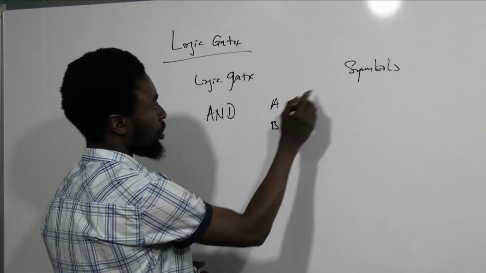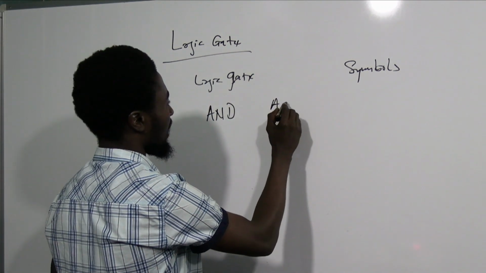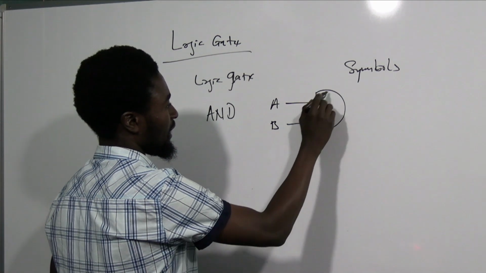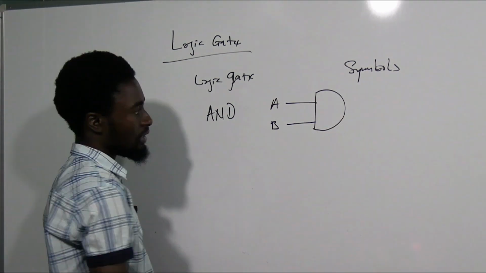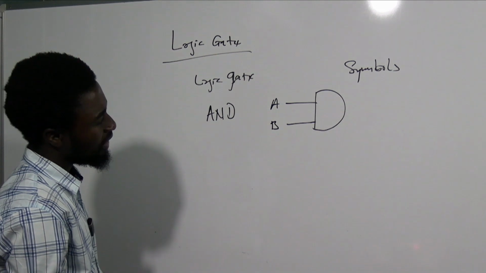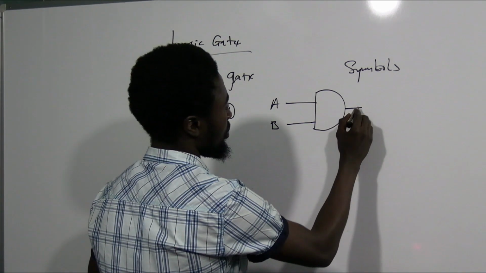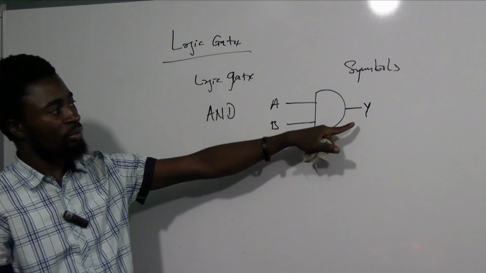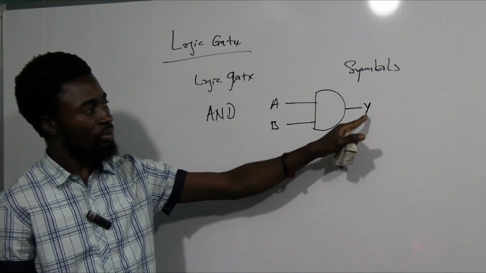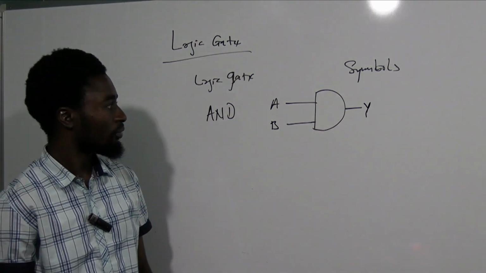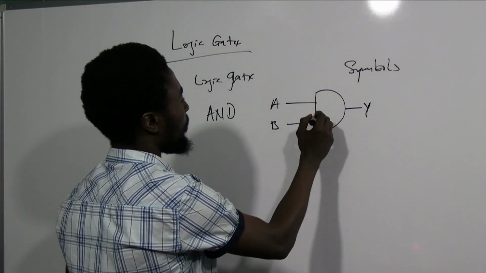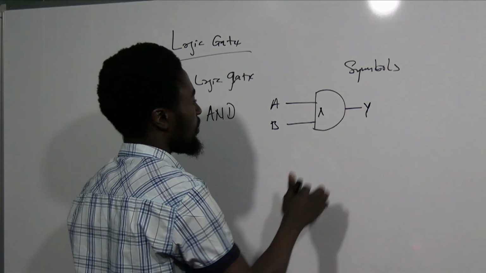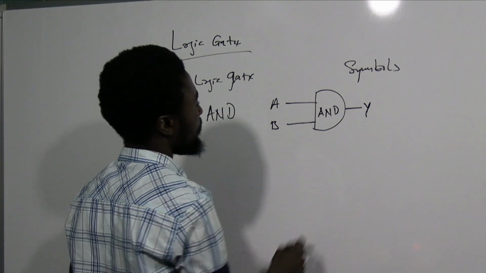So to draw the symbol of this AND gate, we draw it this way. You have a straight line and you draw a curve through that towards that straight line. So after which you have an output. Let's say the variable for that output is y. So now, what operation is being performed when 2 inputs pass through the AND gate?